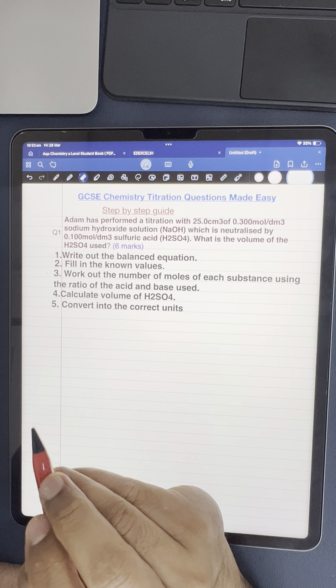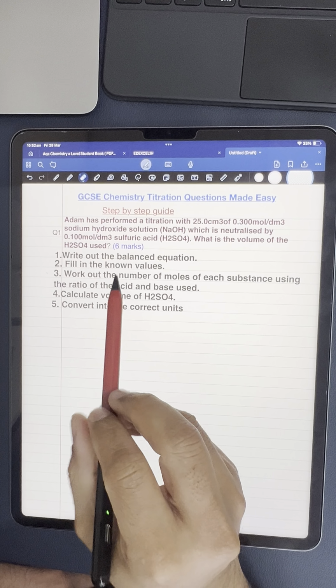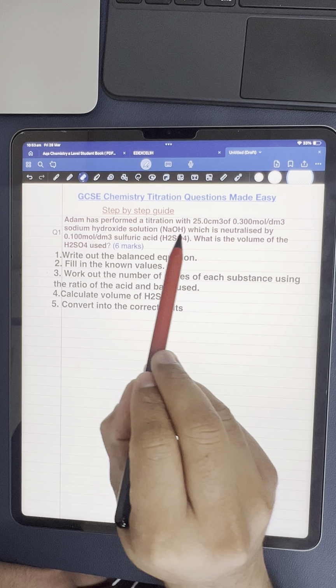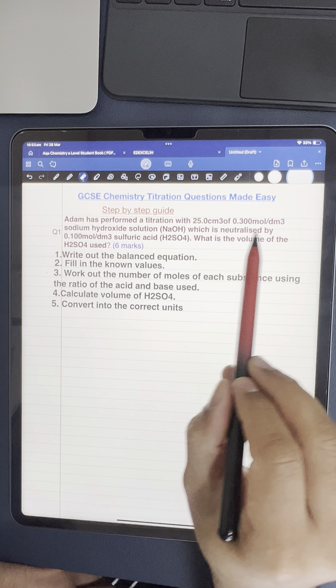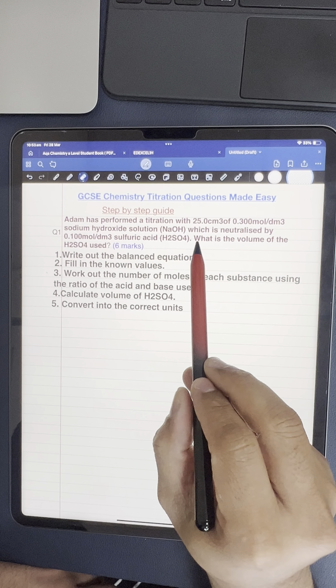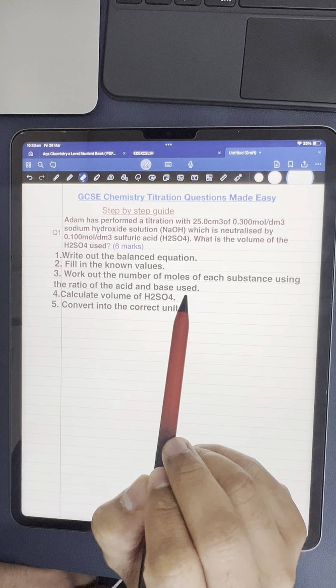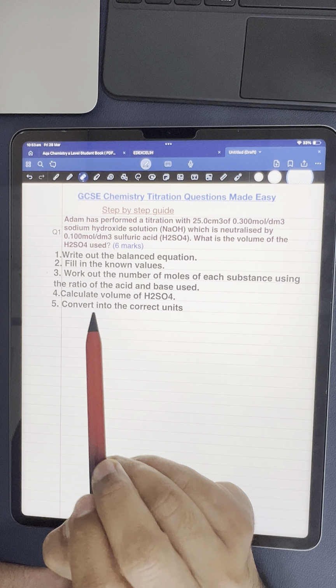This is one of the topics which most students find difficult, but I've made these questions easy in just 5 steps. So let's read the question. Adam has performed a titration with 25 cm³ of 0.3 mol/dm³ sodium hydroxide solution, which is neutralized by 0.1 mol/dm³ sulfuric acid. What is the volume of H2SO4 used? And it's a 6 marker.